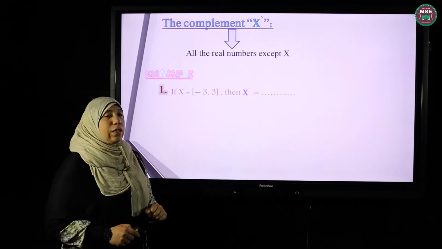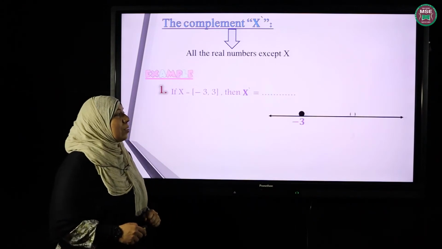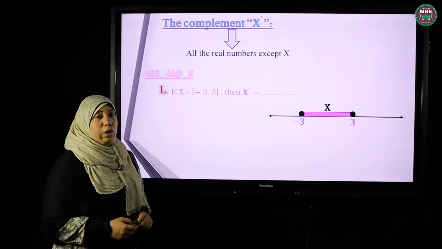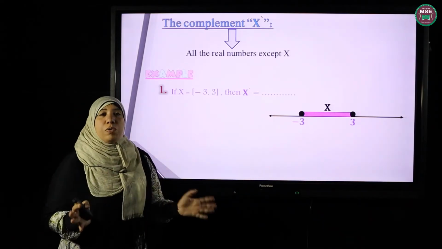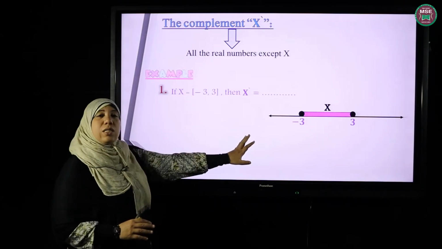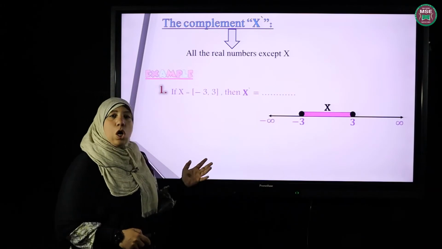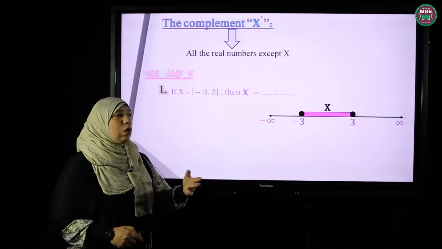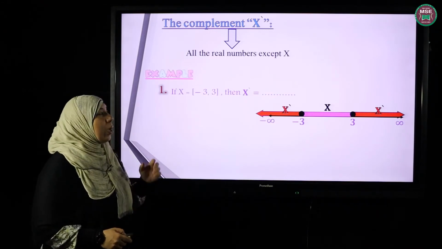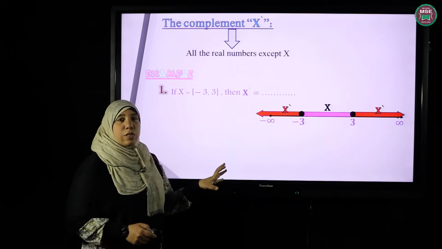is -3 and 3 and I want x dash, I will draw a number line for x. This is x for all the numbers from -3 to 3. So the rest of the whole real numbers will be x dash, all the numbers except this interval. So if I consider that the real numbers are from -infinity to infinity, these two parts will belong to x dash. So I will write it as it is in two different intervals.